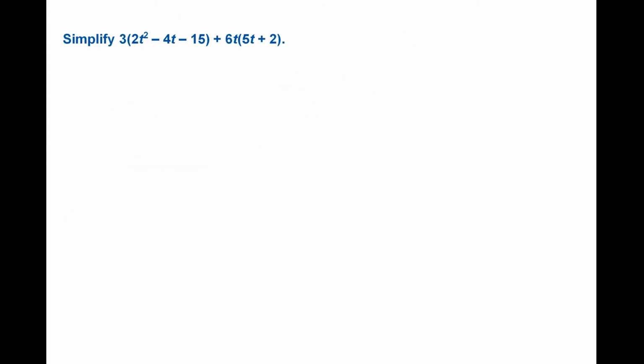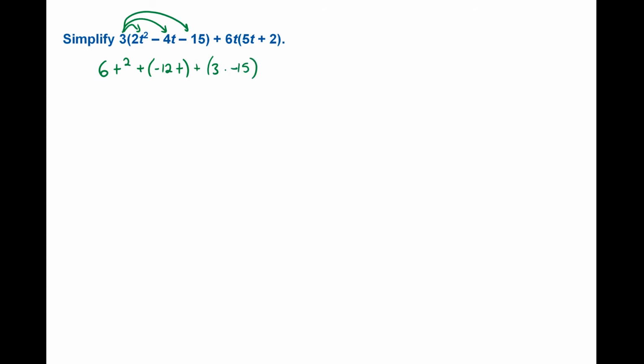All right, that first one was good practice. Let's try it again. This time we're asked to simplify, and I see that I have two different polynomials being multiplied by a monomial. So I'll simplify each first, and then do the addition of combining like terms. The first one is pretty easy, because it's just a constant, and we have done that before. 3 times 2t squared would just be 6t squared, because 3 times 2. 3 times negative 4t would be negative 12t. And then plus a 3 times negative 15.